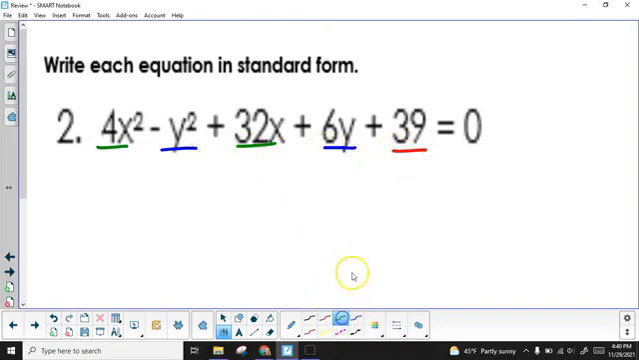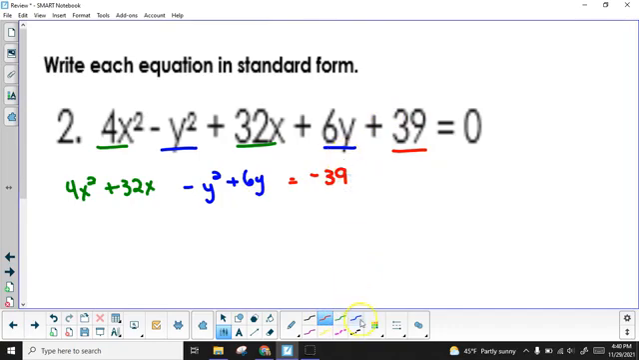So my first step is I'm just going to regroup. So 4x squared plus 32x, and then minus y squared plus 6y. And on the other side, when we move this 39 over, it's going to become a negative 39. Okay, now to complete the square, this time is a little bit different from the last one with circles, because these have coefficients. So for our x, we need to factor out the greatest common factor for the numerical parts. We need to factor out 4.